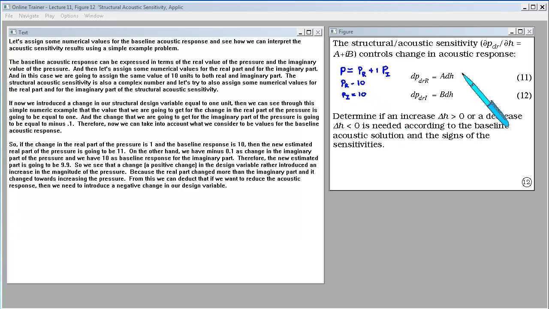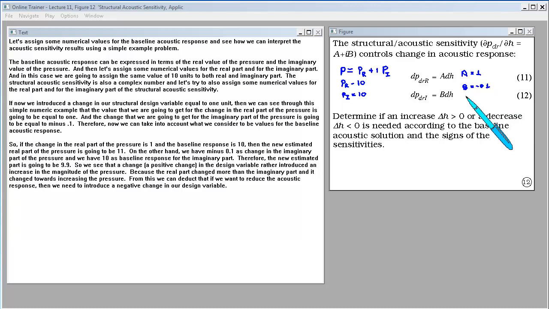The structural acoustic sensitivity is also a complex number, and let's try to also assign some numerical values for the real part and for the imaginary part of the structural acoustic sensitivity.